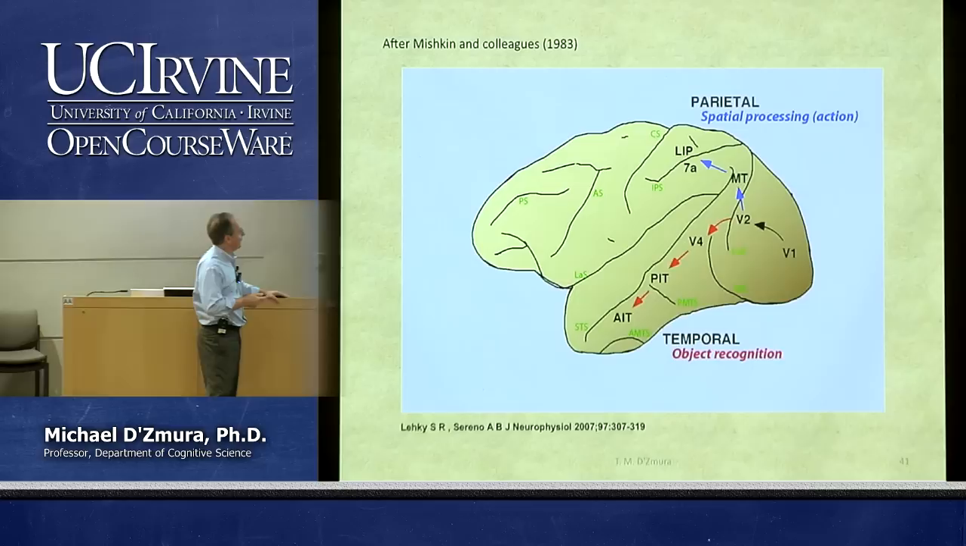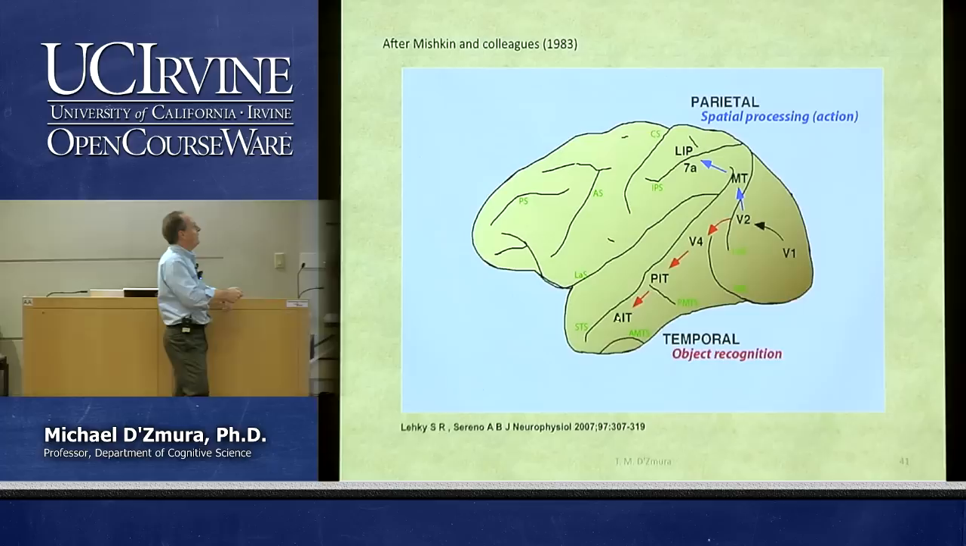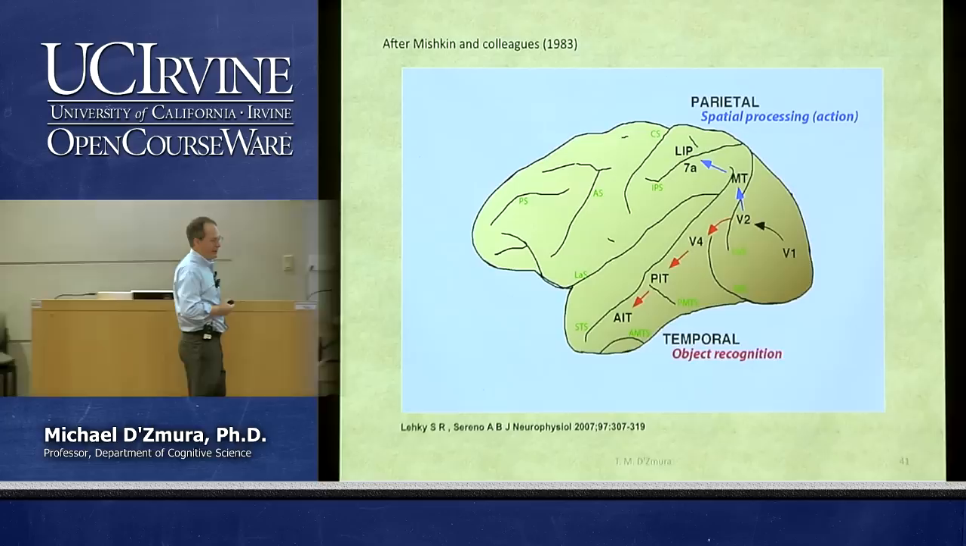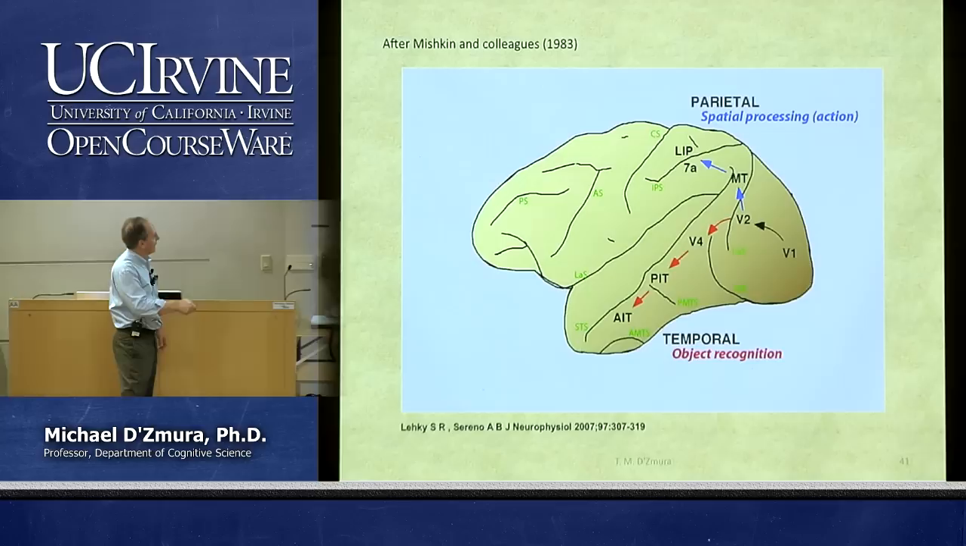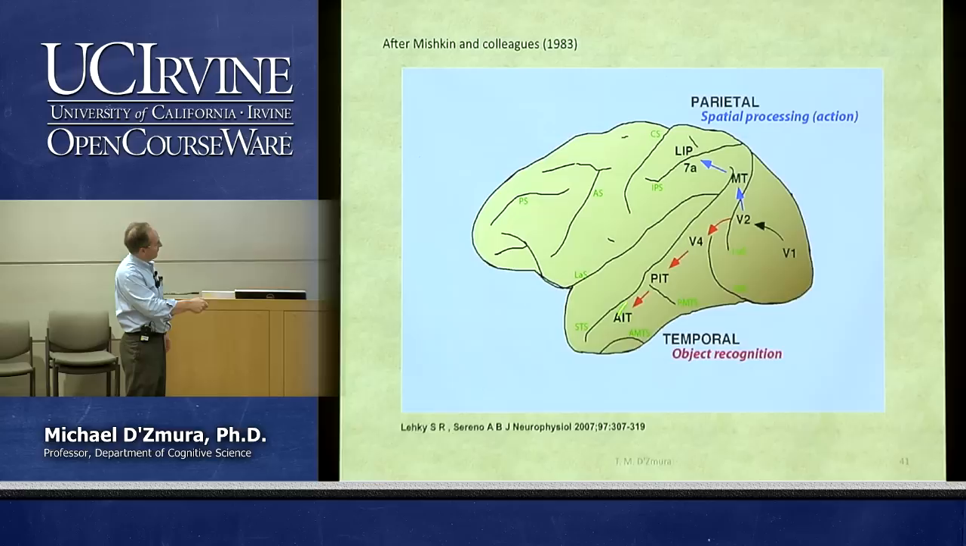Area V2 also has neurons that project primarily to V4 and thence to posterior inferotemporal cortex, central, and then anterior inferotemporal cortex. And you'll find neurons here that are apparently sensitive to classes of different objects, people, trees, cars, cats, etc., and are so helping us with object recognition. And so the temporal lobe is helping us with object recognition here. So the what pathway involves temporal lobe areas. The where pathway involves parietal lobe areas.